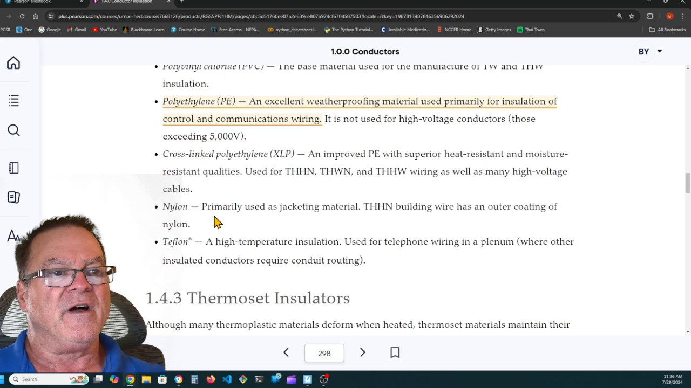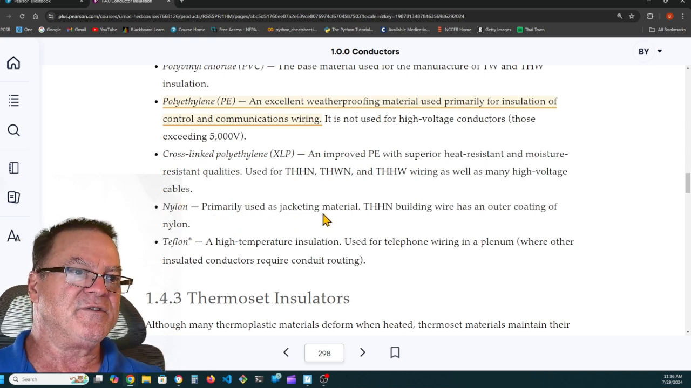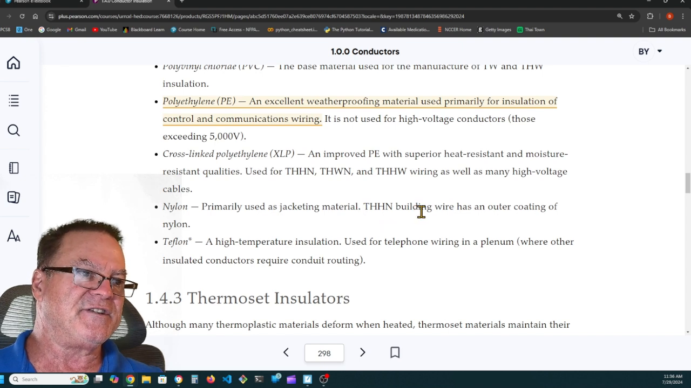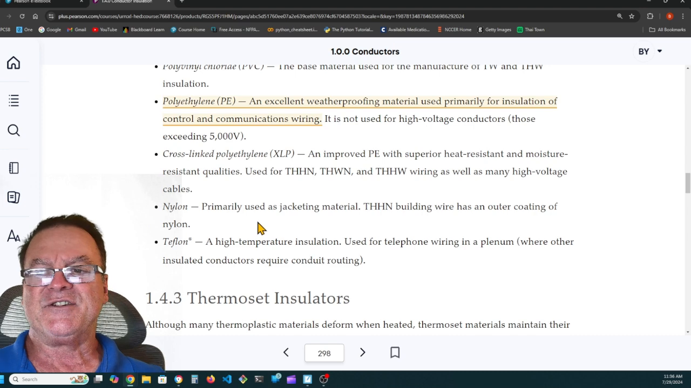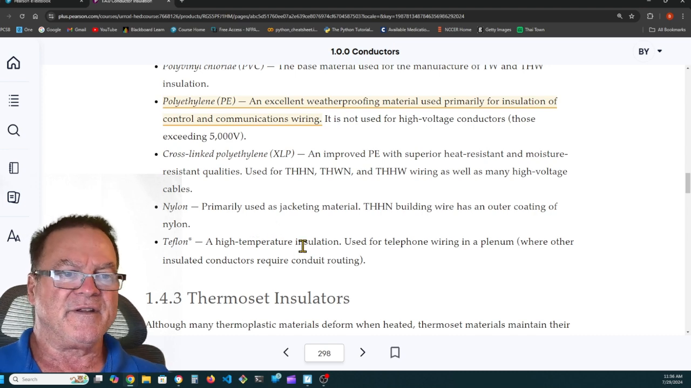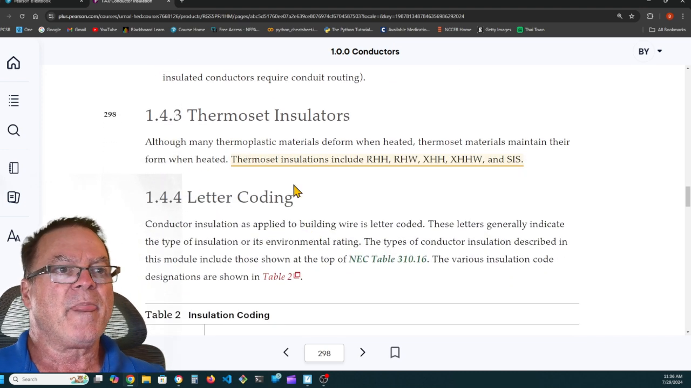We use a lot of nylon-coated wires. They're thermoplastic, but then they have a nylon jacket. Primarily used as jacketing material, the THHN building wire has an outer coating of nylon. It makes it easier to pull into the conduit. The nylon makes it a little bit slicker.